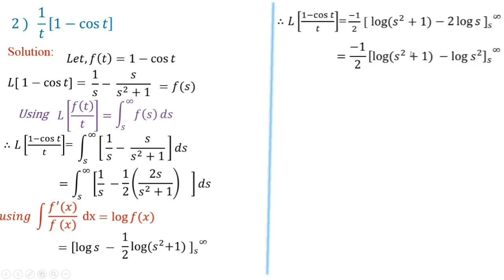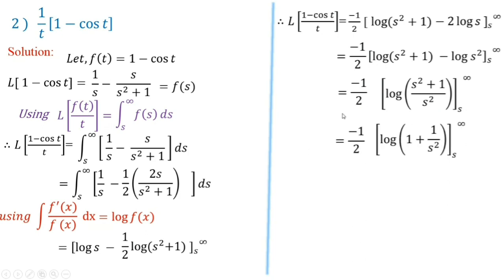Again use the formula log a minus log b, then we get here log of a upon b. Here value of a is s square plus 1 and value of b is s square. Means we get minus 1 by 2 into log of (s square plus 1) upon s square, limit from s to infinity. This is equal to minus 1 by 2 into log of, here give the separate denominator, then we get here 1 plus 1 upon s square, limit from s to infinity.